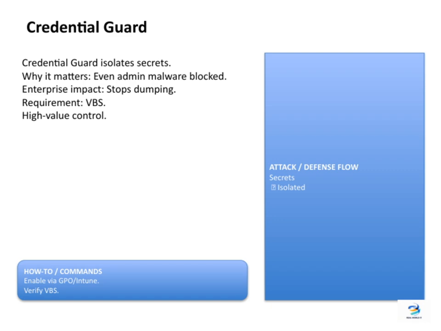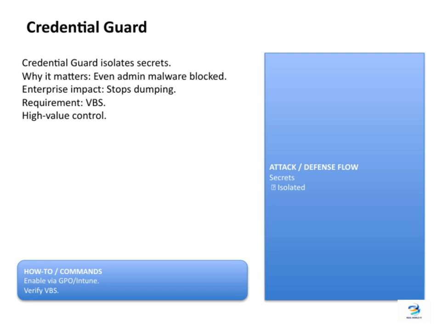All right, let's take a closer look at the attack/defense flow here. When it comes to secrets, they are isolated using a technology called Credential Guard, which is essential for protecting high-value controls in our environment. You can enable this feature through group policy or in Intune, making deployment straightforward across your organization. A key step is to verify that virtualization-based security, or VBS, is enabled. This is crucial because Credential Guard relies on VBS to isolate secrets effectively. Think of it as creating a secure vault that even malware with administrative privileges can't access.